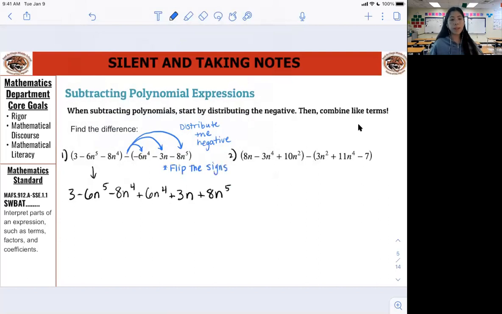And from there, it's the same as addition. From there, we can treat it exactly the same way as addition. So we're just going to do the same steps. We're going to find all of our like terms, combine them, and then write it in standard form. So any questions at this point?